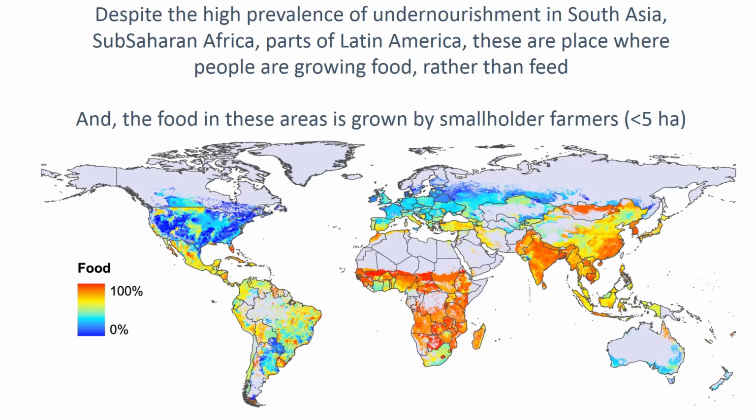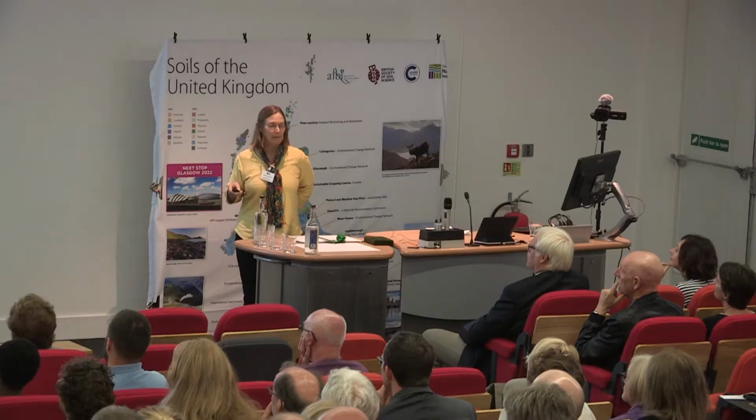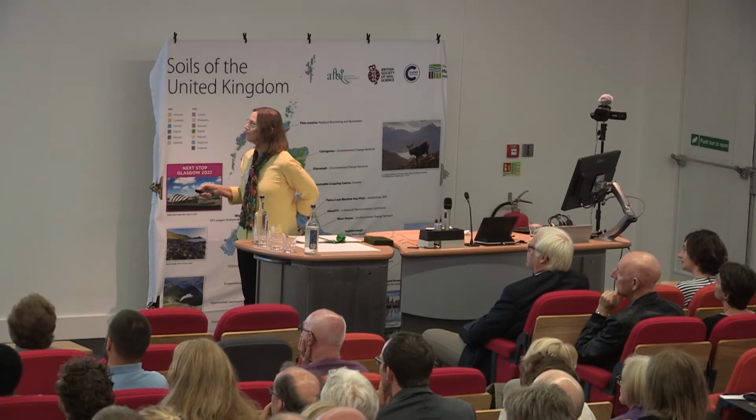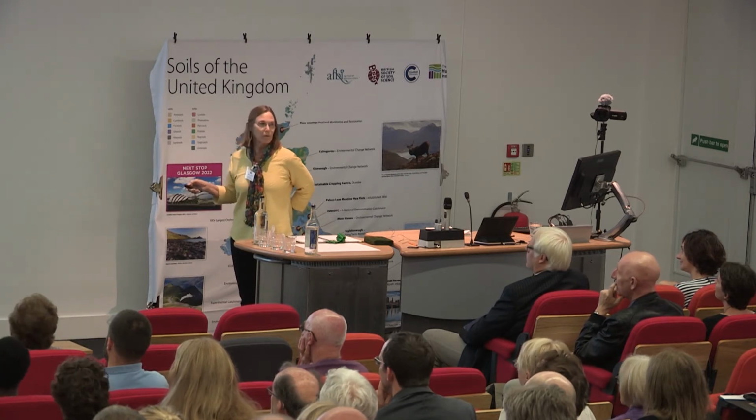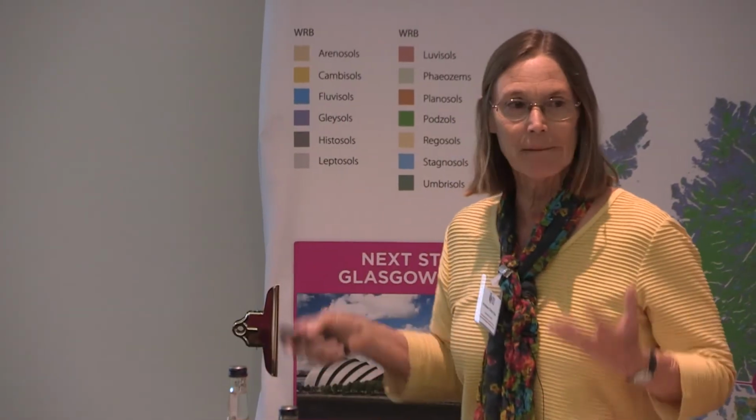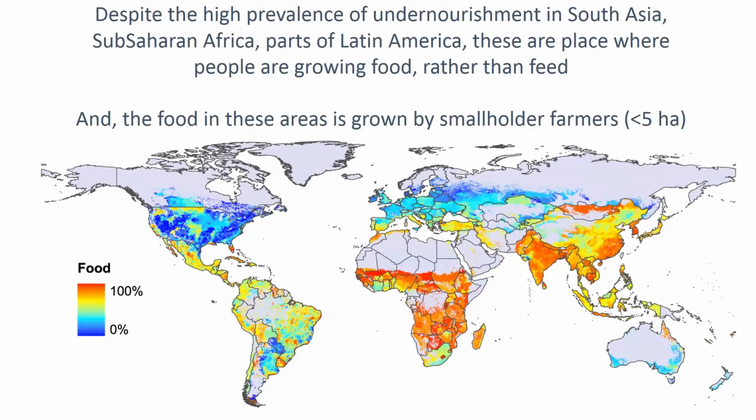Okay, so this is another interesting map. I like maps. I think they tell good stories. So despite the high prevalence of undernourishment, and there were some in South Asia, Sub-Saharan Africa, and Latin America, these are the places that are growing food rather than feed. So look at that. These places are growing food, meaning corn to eat, not corn for livestock. And so isn't that odd that they're growing the food, yet that's where the hungry people are? They're also, most of them grown by smallholder farmers with less than 5 hectares.